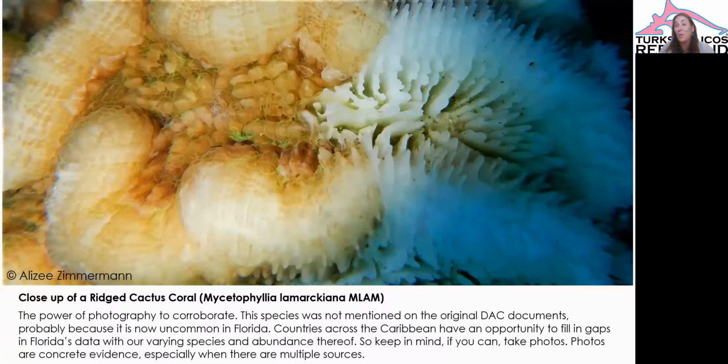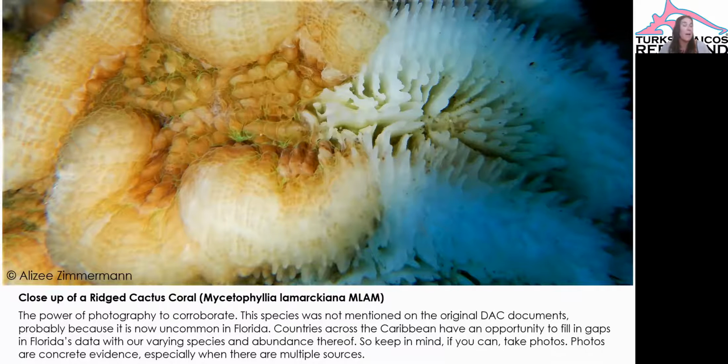As is photography, if you can do it. So here is a photo that I took last year of a ridged cactus coral, Mycetophilia lamarckiana. And it really is just to show you the power of photography to corroborate your story and to help understand. So this species was not mentioned in the original DAC document, probably because it's now quite uncommon in Florida. But here's the thing, countries across the Caribbean, such as the TCI, now have an opportunity to fill in gaps in Florida's data because we have varying species and varying abundance of those species.